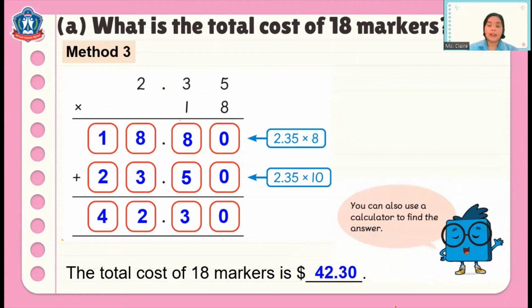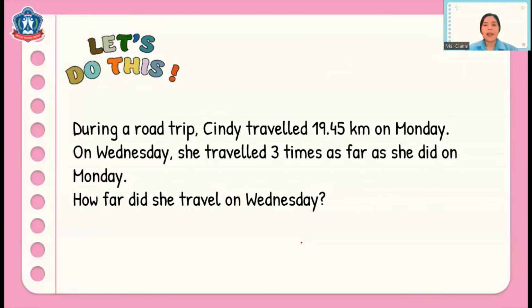So you can use this method in multiplying decimals. Okay, if you want to check your answer, you can actually use a calculator. So during our class, you can bring your own calculator. Okay, I have here a problem. Try to answer this. You can share your answer during our class. During a road trip, Cindy traveled 19.45 kilometers on Monday. On Wednesday, she traveled 3 times as far as she did on Monday. Therefore, how far did she travel on Wednesday? You simply multiply 19.45 kilometers by 3, and you can find the answer.